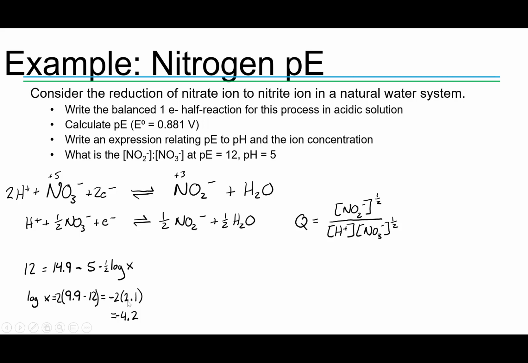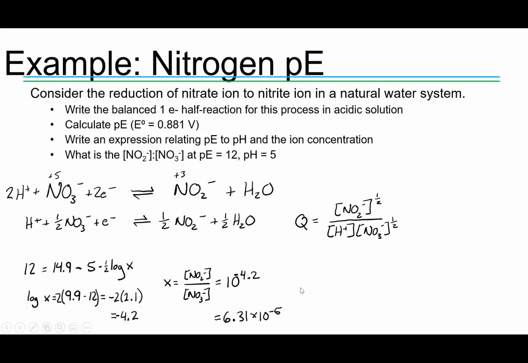or 2 times negative 2.1, meaning that the log of x, our nitrite to nitrate concentration ratio, is equal to negative 4.2. If the log of x is equal to negative 4.2, to undo that log, we will raise both sides over 10, and we get x, the nitrite to nitrate concentration ratio, is equal to 10 to the negative 4.2. 10 to the negative 4.2 is 6.31 times 10 to the negative fifth.